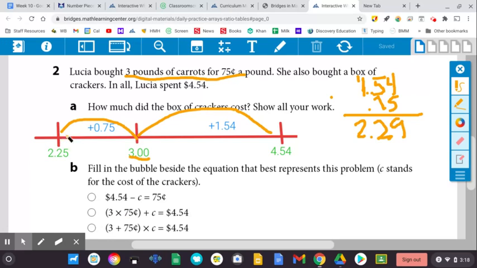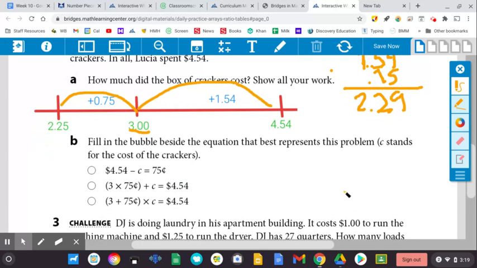And then from here to here is the cost of the crackers. So 225 plus the cost of the crackers equals $4.54. Makes a lot of sense. Haha, makes a lot of sense.